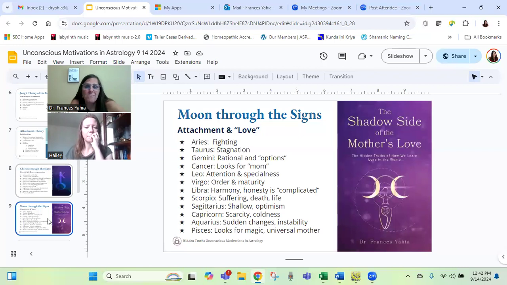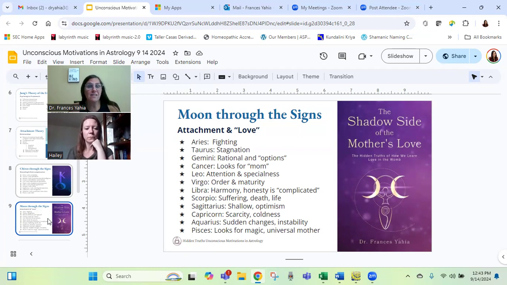Sagittarius tends to look for shallowness. They don't want to go too deep, and they want to perhaps have optimism or even a toxic positivity type of attitude. Capricorn, when the moon is in Capricorn, their love language is scarcity and coldness. They actually want someone who's perhaps standoffish, who gives them strict boundaries, who isn't touchy-feely. It reminds them of the womb.